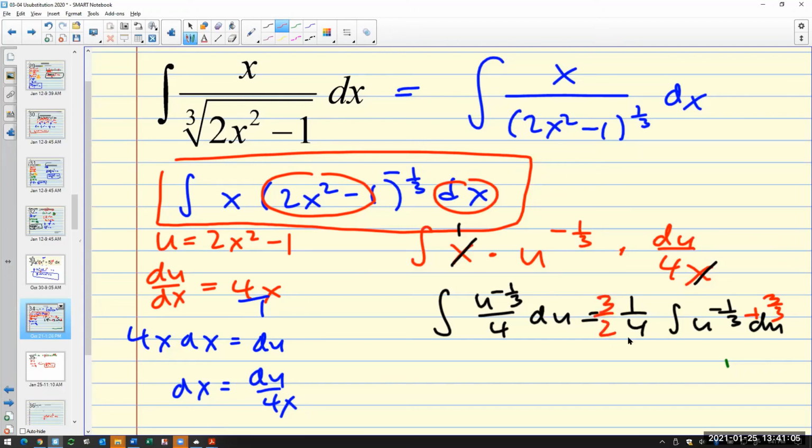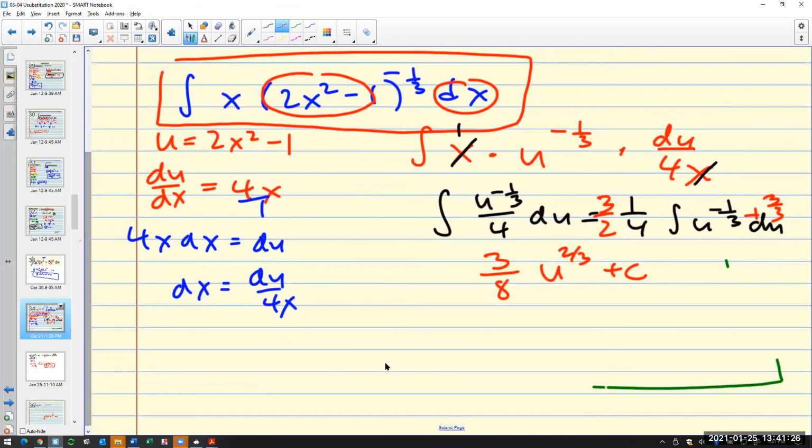Okay, now you have 3/2, but see, you already had the 1/4. So you're going to have to multiply that together. So this is just fractions. 3 times 1 is 3. 2 times 4 is 8. And you're taking the integral, so this is u. What did we say this was? 2/3? Okay, u to the 2/3 plus C, and that is a great answer.